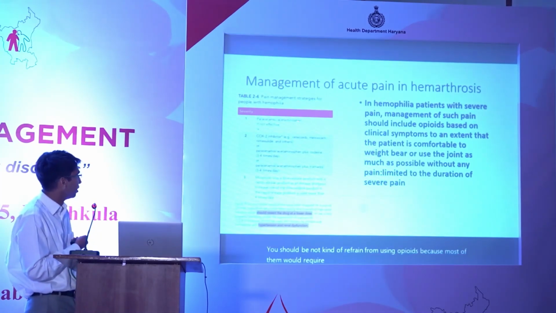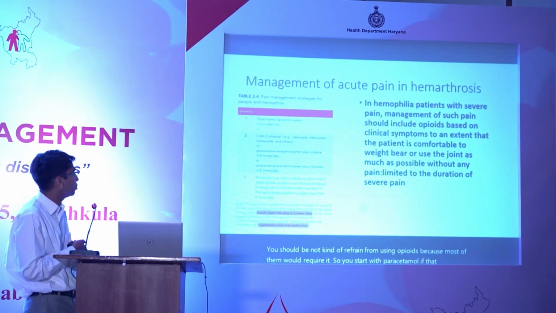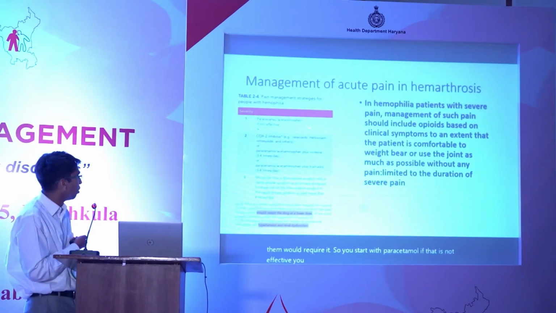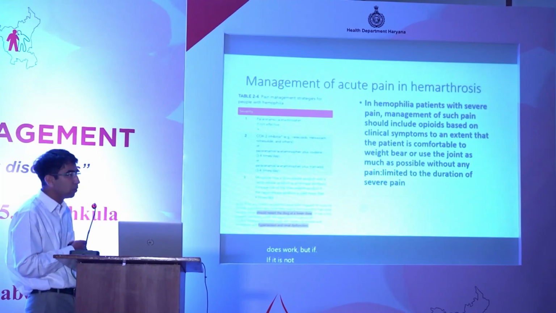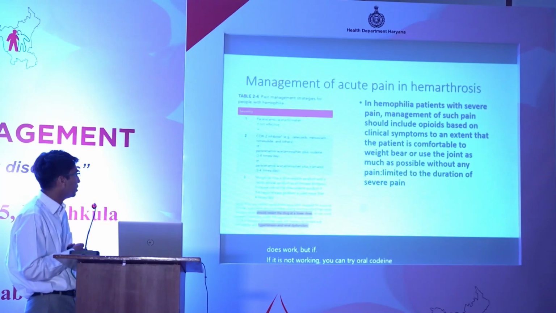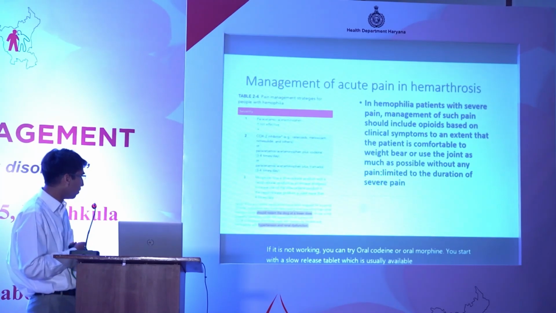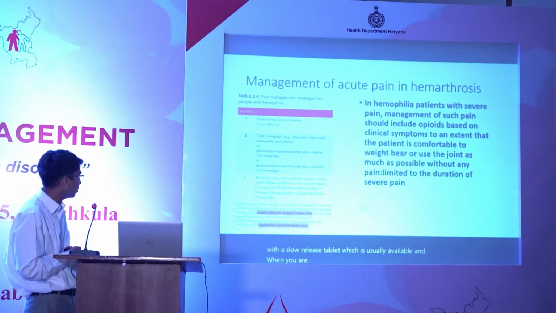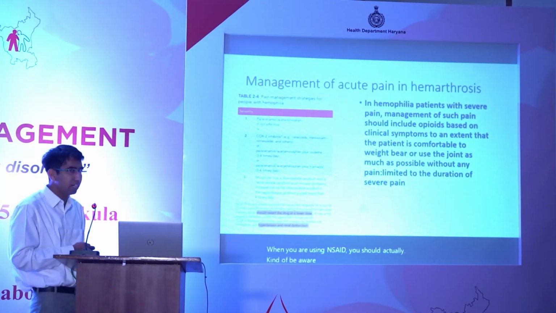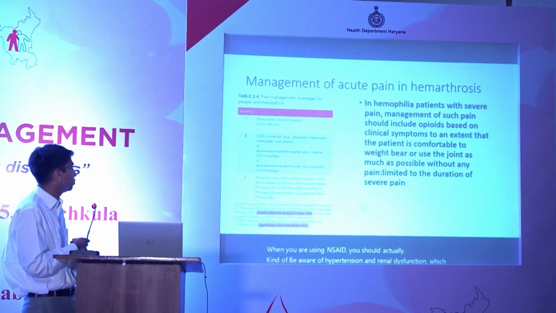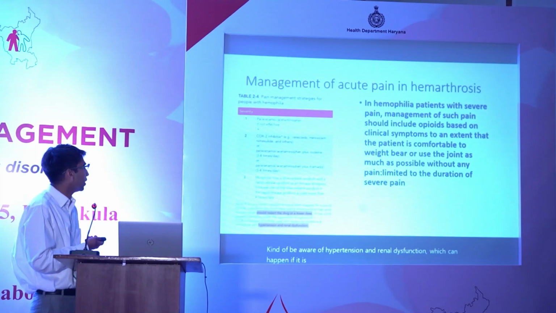So you start with paracetamol. If that is not effective, I personally use etoricoxib a lot. In mild bleeds it does work, but if it is not working, you can try oral codeine or oral morphine. You start with a slow release tablet, which is usually available, and when you are using NSAIDs, you should be aware of hypertension and renal dysfunction, which can happen if they are used very frequently.